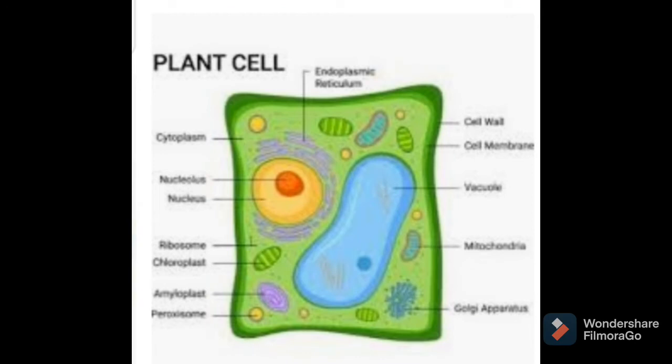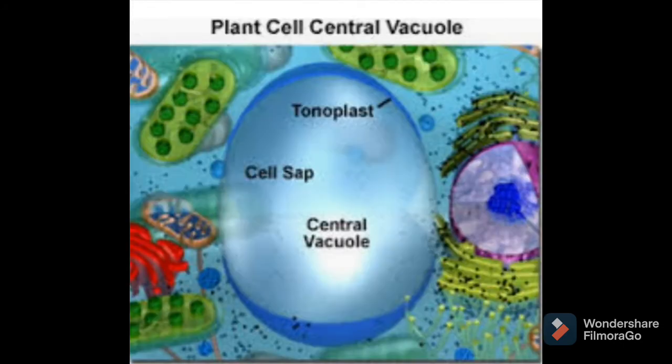In plants, the vacuole is bounded by an outer membrane which is called the tonoplast. The outer membrane of the vacuole present in a plant cell is called the tonoplast. Remember this word: tonoplast is the outer membrane. In a plant cell, the vacuole is bounded by an outer membrane called the tonoplast. This is a selectively permeable membrane.